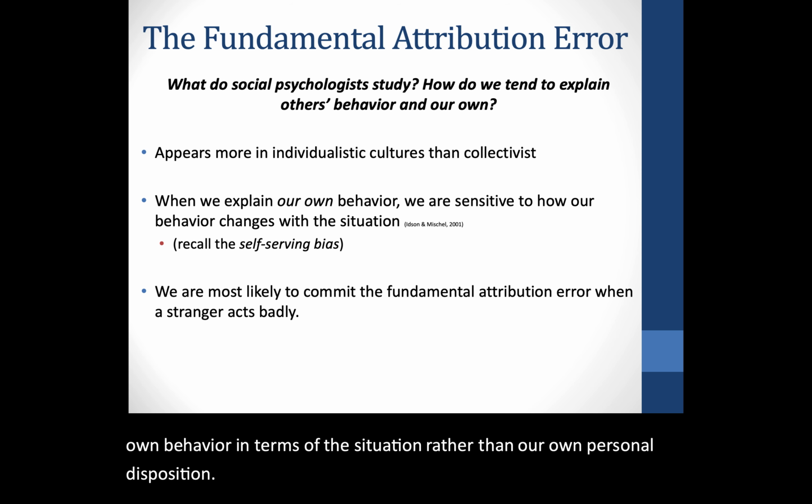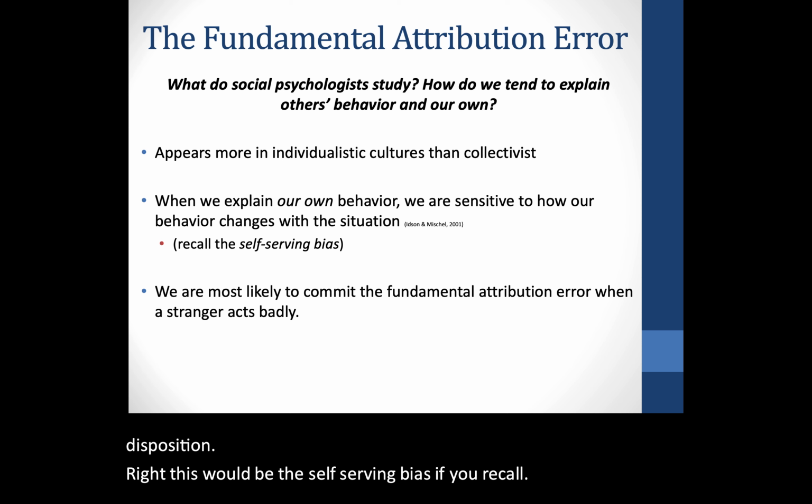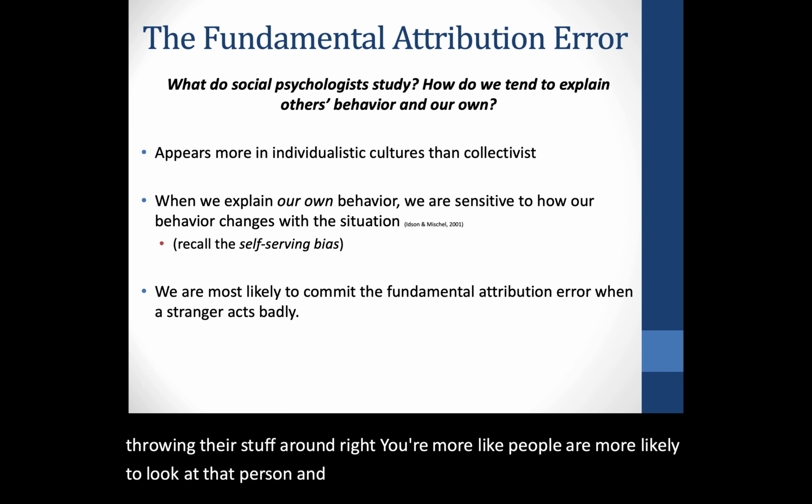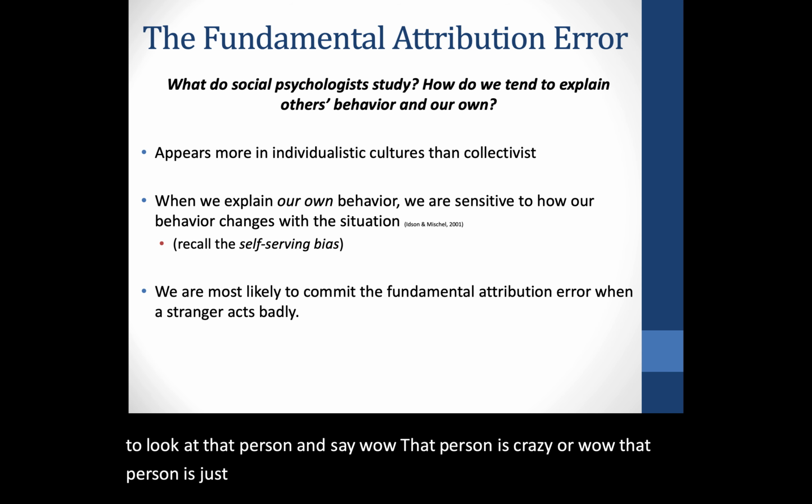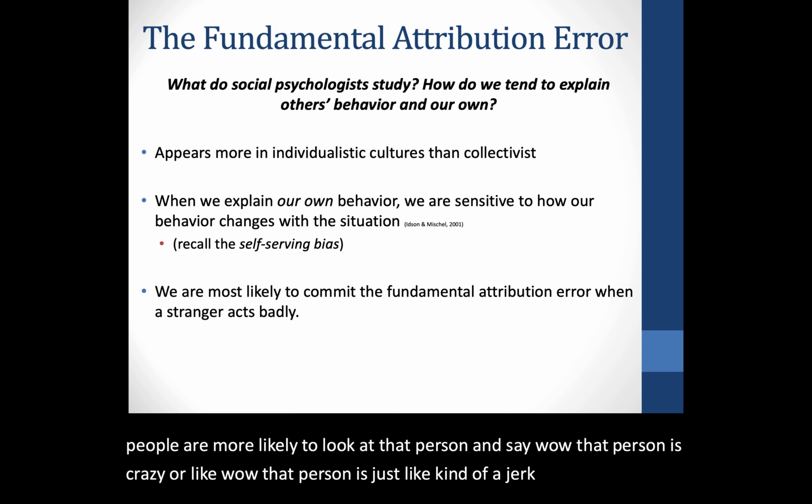The most likely time we're to commit the fundamental attribution error is when we're seeing a stranger, someone we don't know at all, and they're acting badly. So let's say you're on the subway and a stranger starts cursing up a storm and freaking out and throwing their stuff around, right? People are more likely to look at that person and say, wow, that person's crazy, or like, wow, that person is just kind of a jerk, rather than think about the situation, right? Who knows what's going on in their life? Who knows where they just came from? So we're most likely to commit this error when a stranger, someone we don't know, is acting badly.